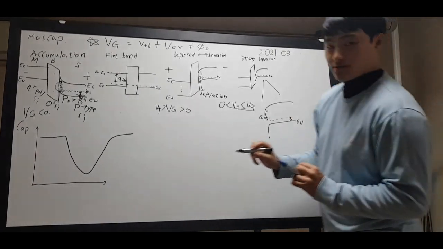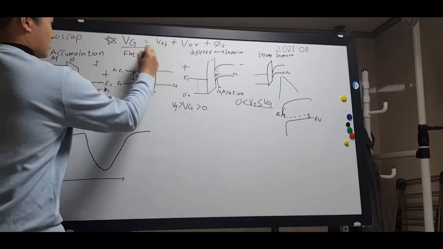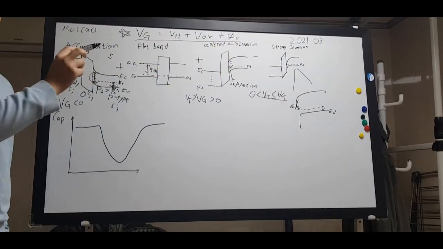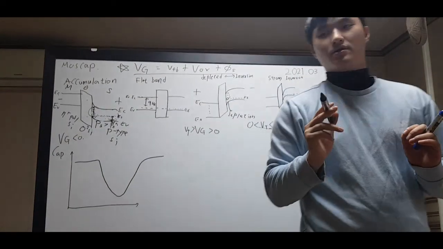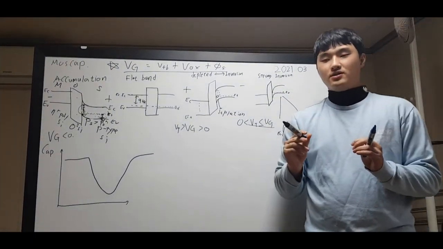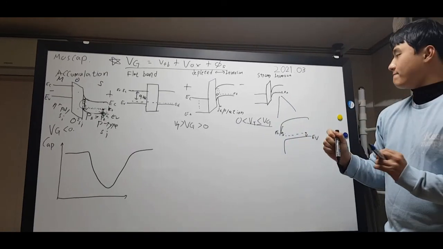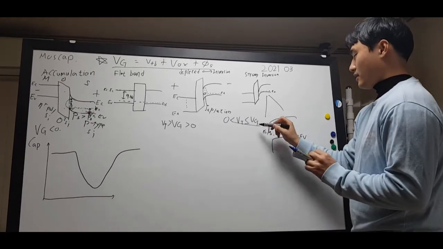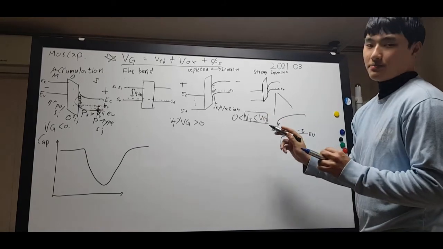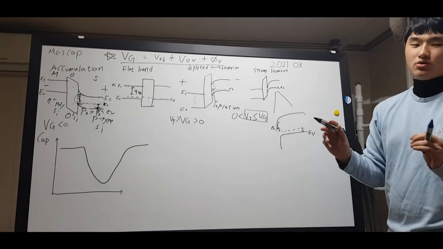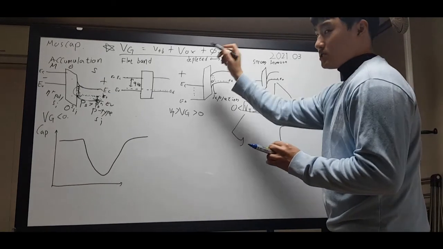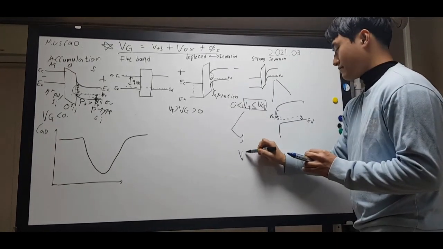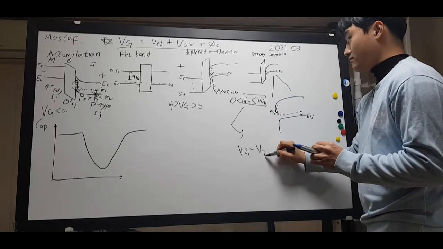So we know this equation: gate voltage equals the flat-band voltage, adding the voltage of the oxide and the surface potential. So I say strong inversion happens when the gate voltage is the same as or more than the threshold voltage. At this state, the equation will change like this.